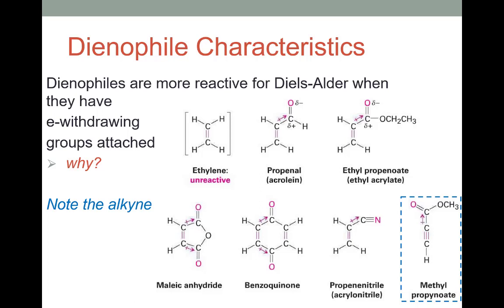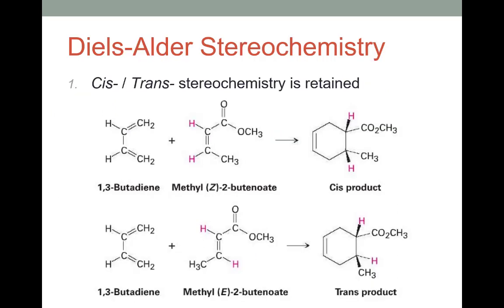So stereochemistry is a consideration to talk about, and then we'll look at some examples. Cis-trans stereochemistry is retained. Well, what does that mean? So here is a diene in its S-cis configuration. Here is a reactive dienophile, which has this electron withdrawing group attached. Notice here that the ester group and the methyl group are on the same side of this starting material. So this is a Z configuration alkene.